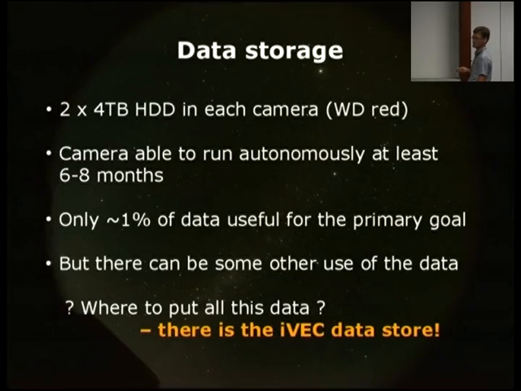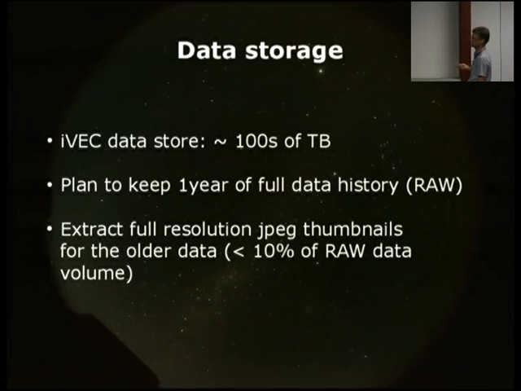Fortunately, there is the Outback data store, so we are in cooperation with these guys, and we can use the Outback data store up to a volume of hundreds of terabytes, and possibly this number will enlarge over time. So we would like to keep 1 year of full data in a raw format, and if our storage is limited, we can easily extract the JPEGs which are embedded in the raw files, and that reduces the volume of the data to less than 10%. So the earlier years would be just JPEGs.